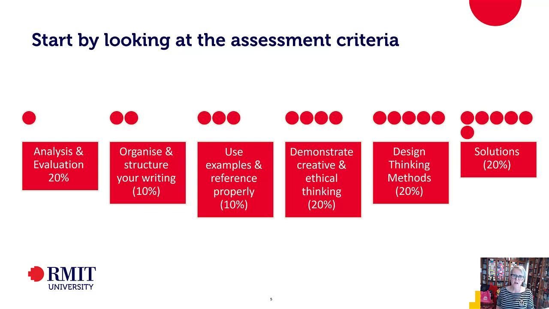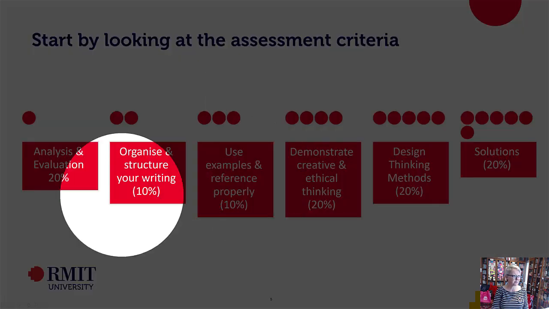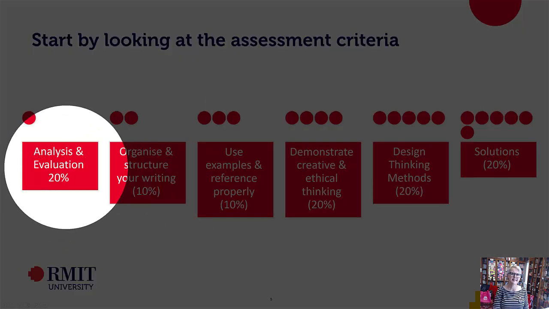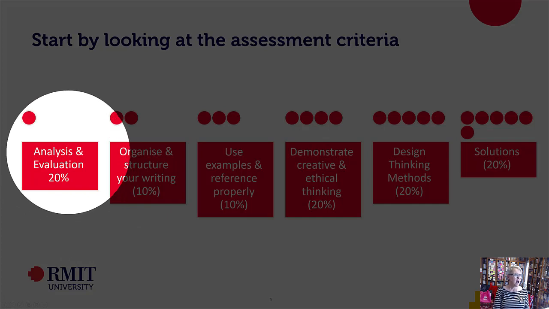To write the assignment, I am going to suggest that you start by looking at the assessment criteria. You can find the assessment criteria by going into Canvas, going to the assignment page and clicking on the little menu, the three dots at the side, and looking at View Rubric. You'll see that there are each of these topics. Sorry, I have a fancy new pointer and I'm still getting used to it.